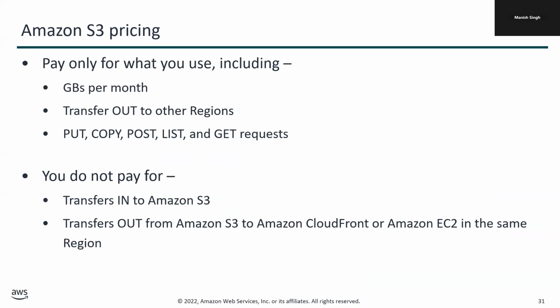Pricing: you pay only for what you use, including GBs per month, right? Transfer out to other regions if you have to copy it to other regions. If you have something in a bucket and you have to copy it in other regions, right? And put, copy, post, list, and get requests. Now, by name, put is basically you are putting something in a bucket. Get is you are accessing that. If you want to list, that also gets some charge.